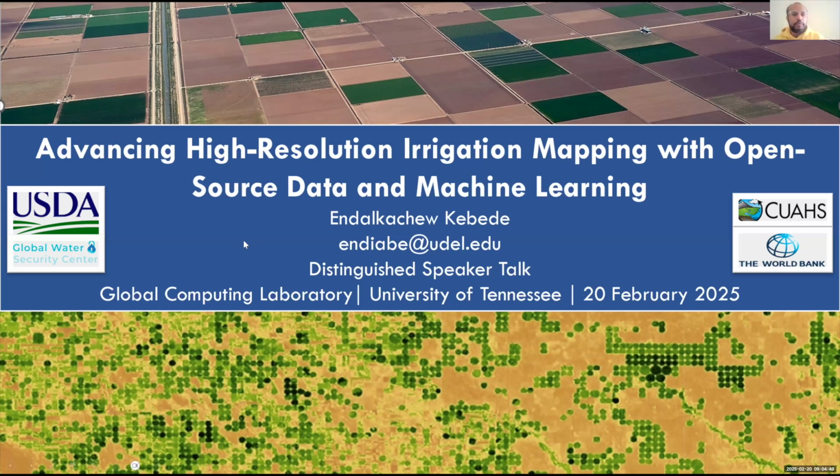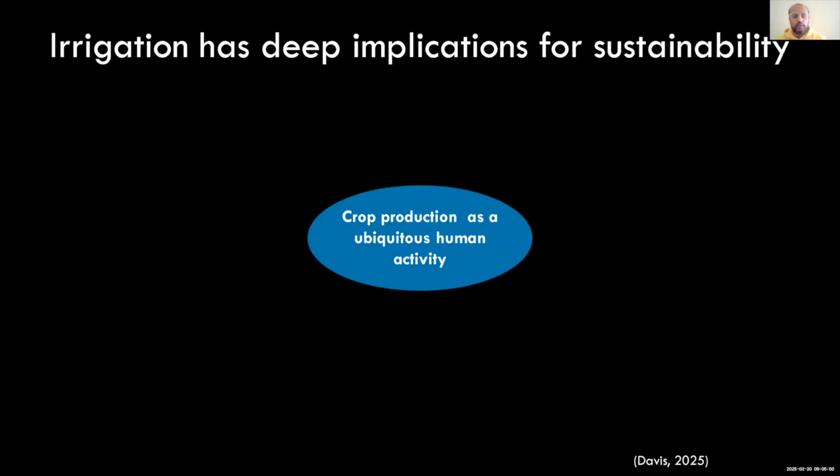Welcome, everyone. Today, I'll talk about advancing high resolution irrigation mapping with open source data and machine learning. To give you a little bit of background, crop production is a widespread human activity that has been practiced for over multiple thousand years. It's also central for feeding the ever-expanding global population, which is expected to be more than 10 billion by 2050. And within crop production, irrigation has a big share, supplying more than 40% of the global food supply.